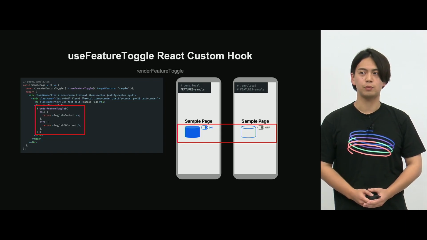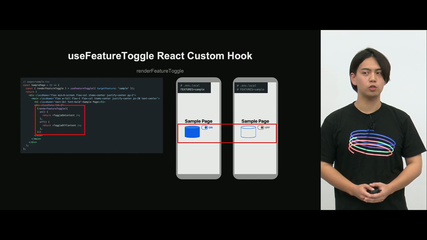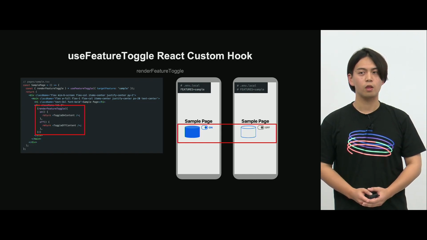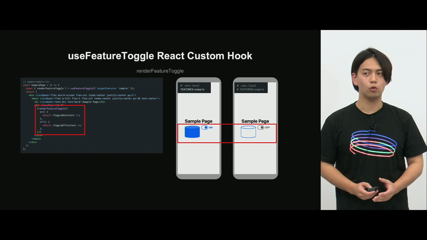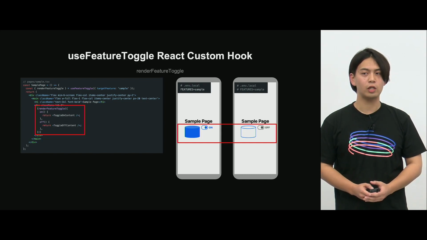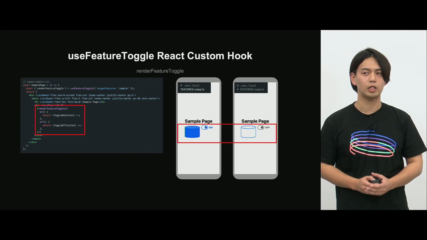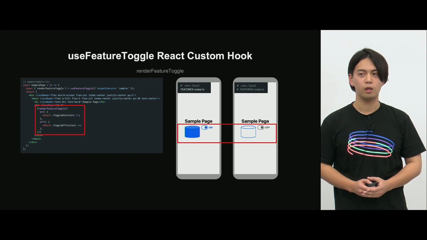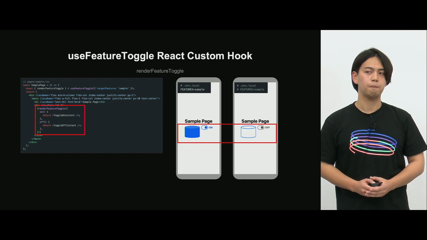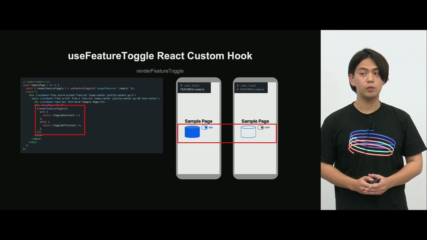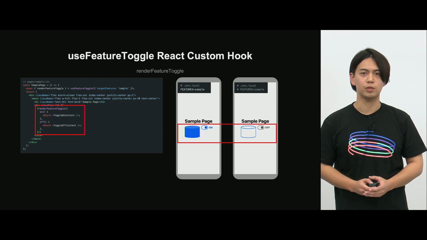First, I'll explain the renderFeatureToggle function. This function takes an object with an on and off property as arguments. For the on property, pass the element you wish to display when the toggle is on, and for the off property, pass the element you wish to display when the toggle is off. So this function is used when you want to replace the existing element when the toggle is turned on. That is, when you want to replace the existing element at the time of release.